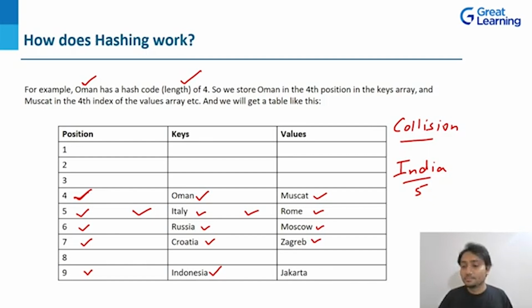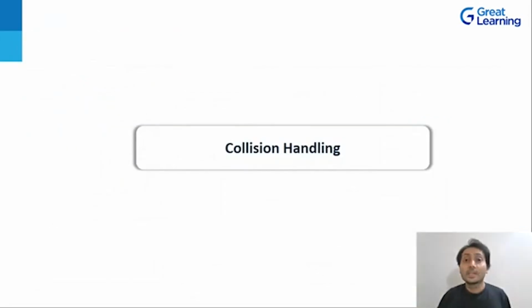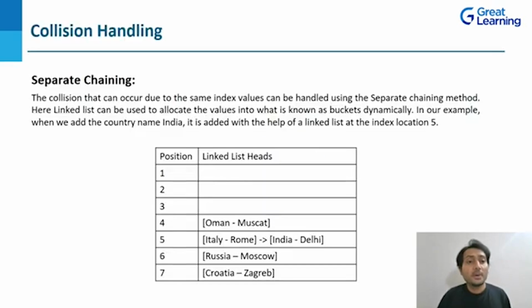Fine. Thank you. Now we are in our next topic, which is collision handling. It is very important to handle the collisions which might occur in your hash table, because those can cause a lot of problems during your hashing. So let's see how to handle collisions. There are generally two methods for handling the collisions. Let's check out those. So the first one is called separate chaining.